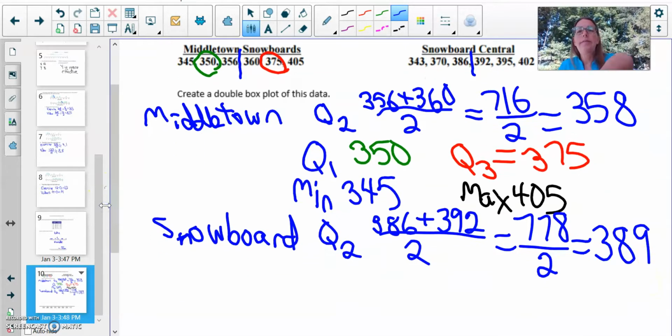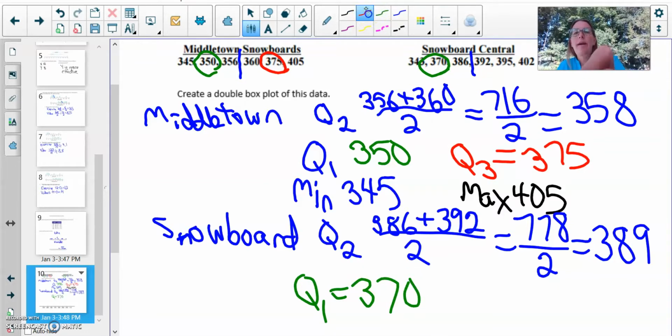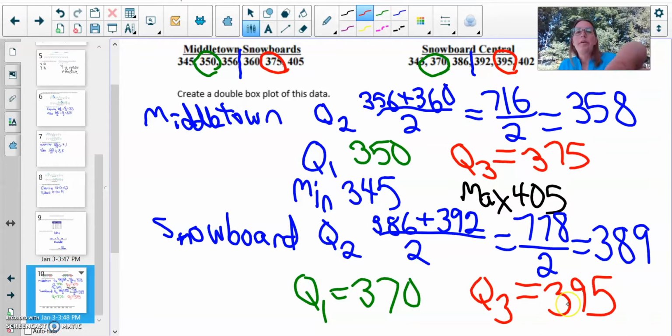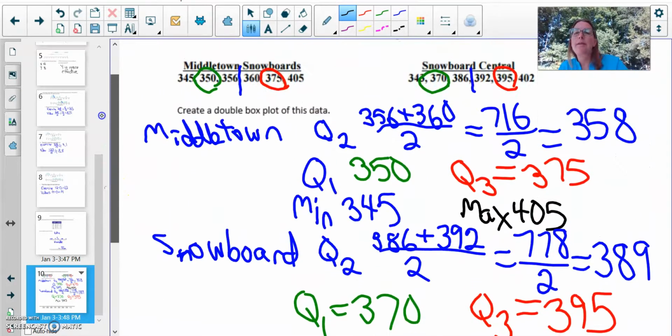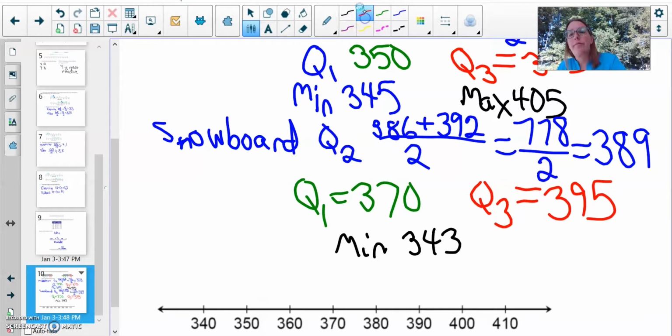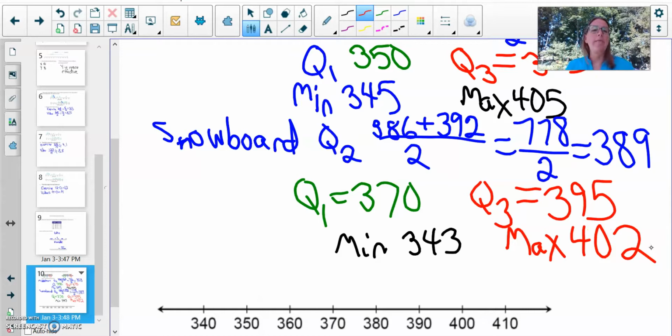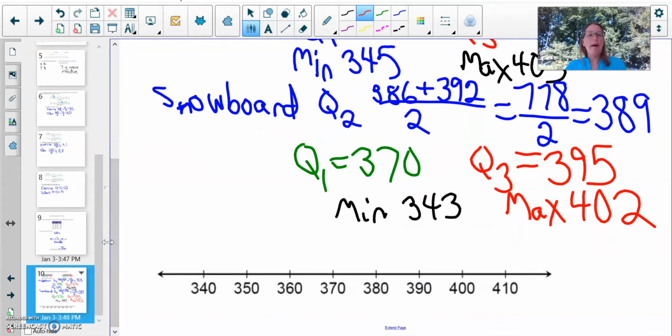Finding the first quartile, that would be 370. Finding my third quartile is 395. My minimum was 343. And my maximum, 402. Okay, so now I'm ready to start making my graph.